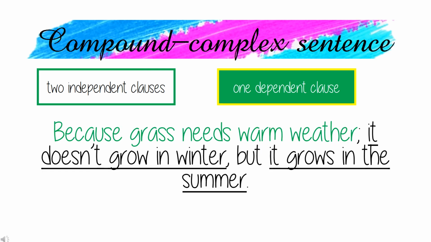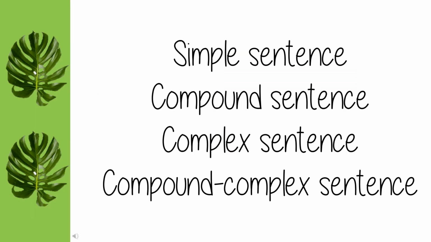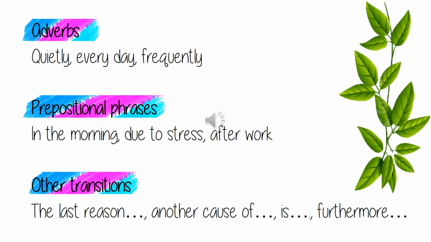The fourth type of sentence is compound complex. Compound complex means that it is both compound, that means it has two independent clauses, and it's complex, so it also has a dependent clause. In this sentence, we start with the dependent clause, and then we have two independent clauses. So right there, we have four different kinds of sentences. You need to mix these types in your writing.